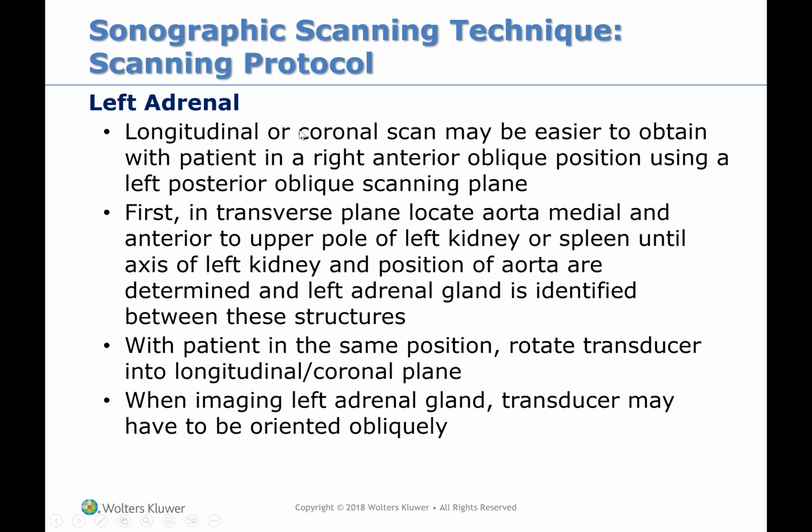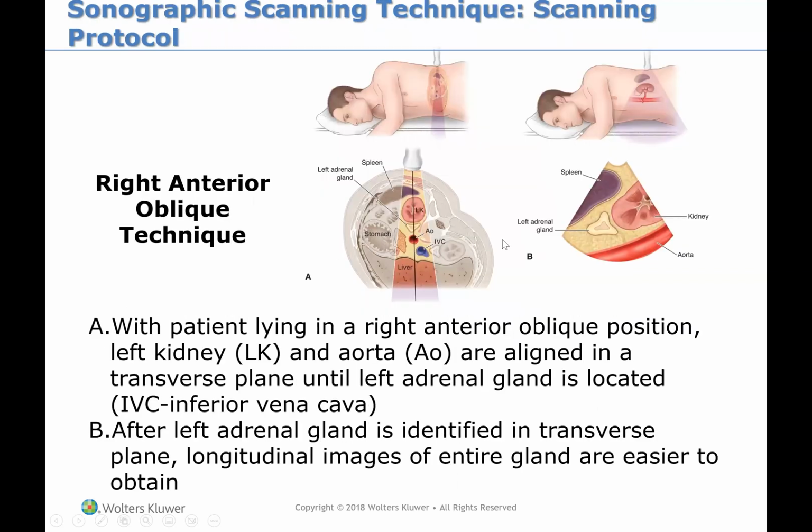So for the left adrenal gland, the longer coronal scan may be easier to obtain with the patient in a right anterior oblique position, using a left posterior oblique scanning plane. So this patient is on their right lateral, and you can see they're scanning through the side, going through the spleen and the kidney, and you can see the small adrenal gland there.